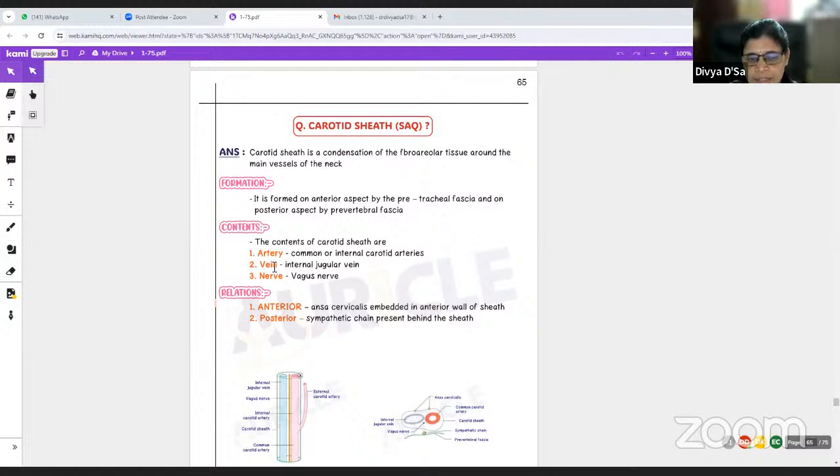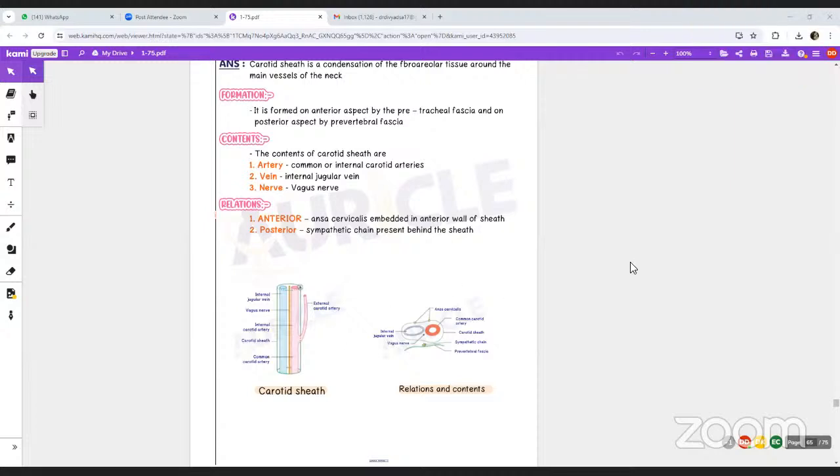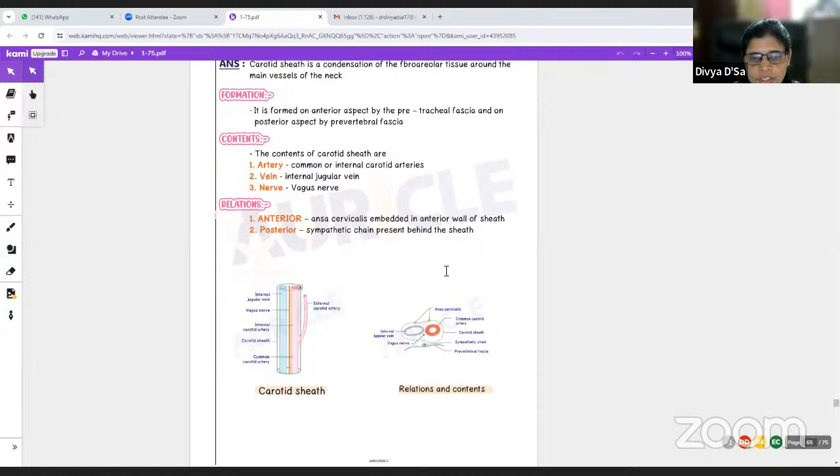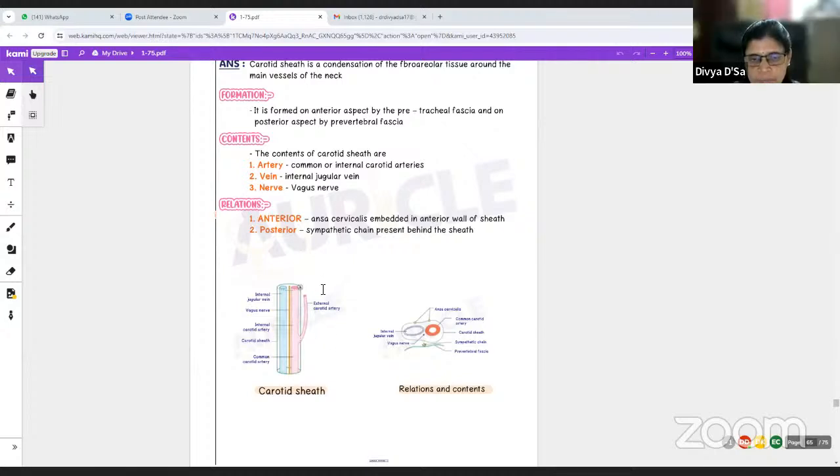So it contains artery, vein, nerve, AVN. That is the common carotid, which will divide into external and internal carotids. The vein is the internal jugular vein and the nerve is the vagus nerve. So relations here: on the anterior wall of the carotid sheath, we see a loop of nerve that is known as the ansa cervicalis. And posteriorly, behind the sheath, we have the sympathetic chain.